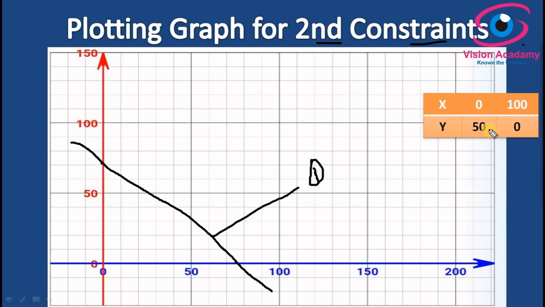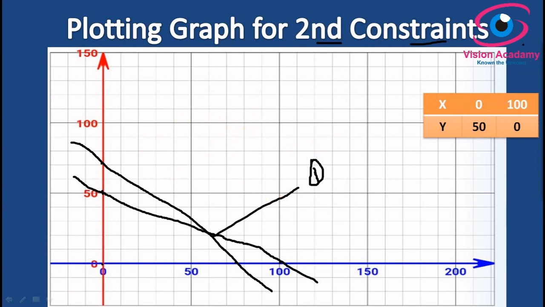So it means when x is 0, y must be 50. Here this is y and this is x, where x is 0. And when y is equal to 0, x is 100. So I want to join these two points together. So 50 to 100 I have joined. I am drawing manually. You can draw through graphs, and it will give you accurate information.